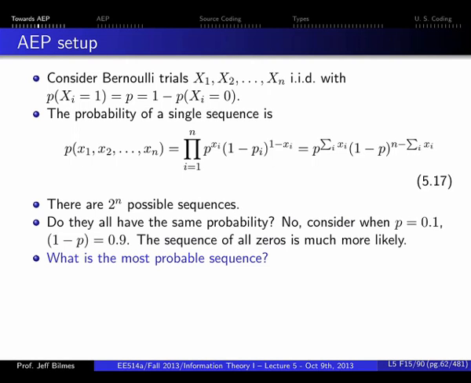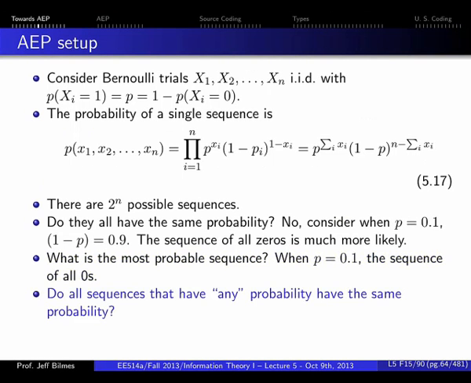Okay. The most probable sequence, we've already done this. Now the funny question is, do all sequences that have any probability have the same probability?